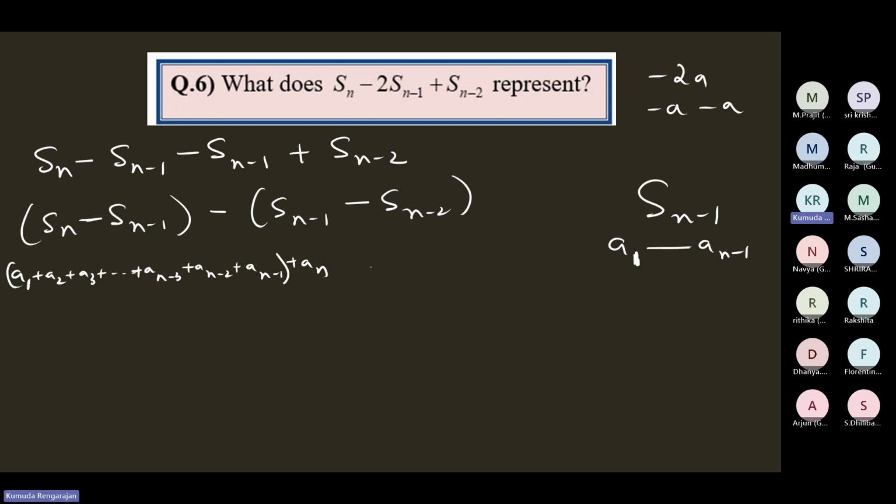You want to take it away, so that means remove it. It is not there. So what are you left with? You're left with An. You can just take a general example and understand, children.